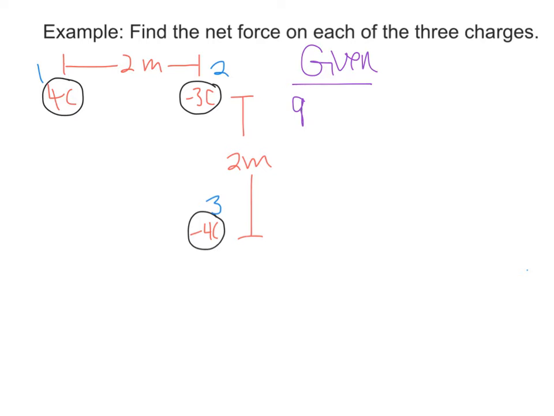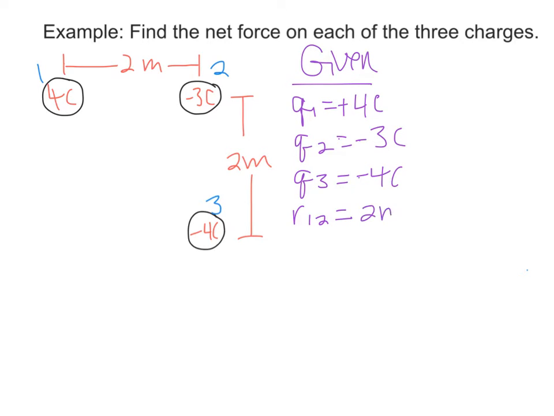We know that Q1 is equal to positive 4 coulombs. Q2 is negative 3 coulombs. And Q3 is negative 4 coulombs. The distance between charge 1 and 2, I'm just going to call that R12, is 2 meters. The distance between charge 2 and 3 is 2 meters. We also need the distance between charge 1 and 3. So this is R13.